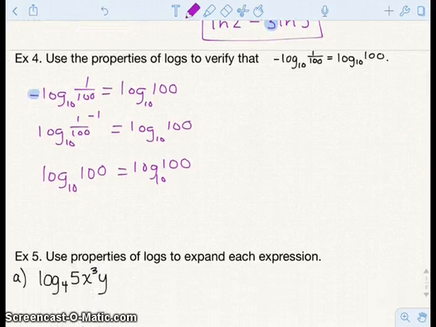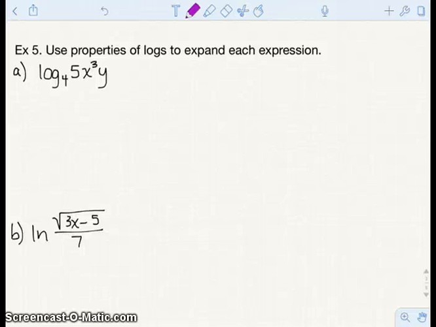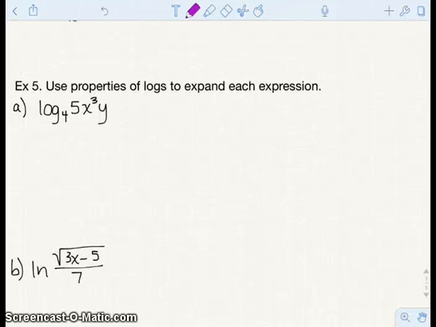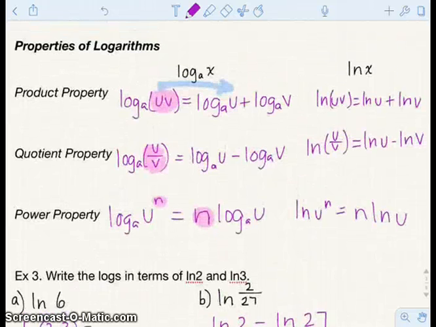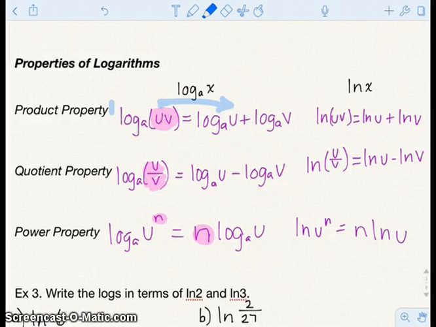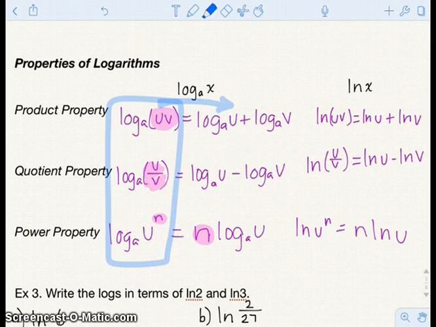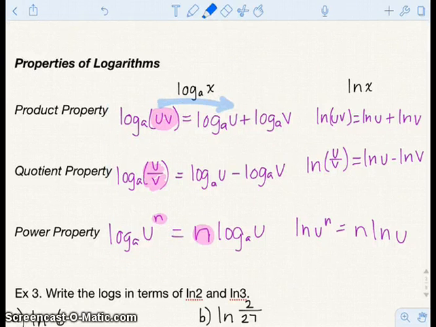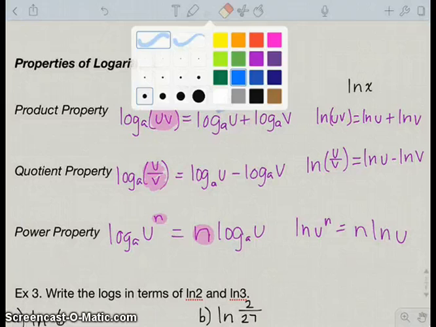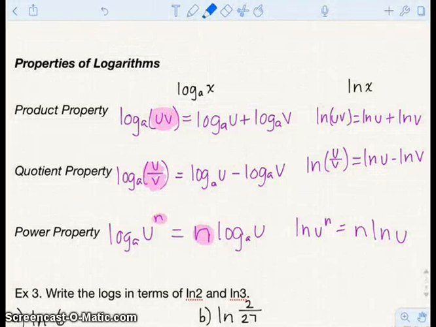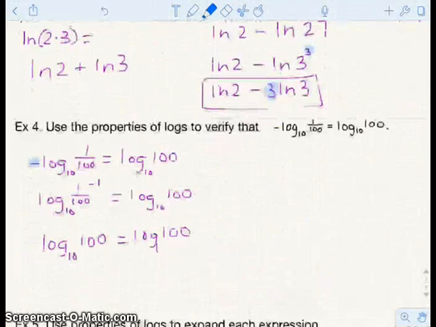I'm going to look at number 5. It says use properties to expand. That means it's already something in this column right here, something on the left side of the equal sign, and I want to get it into something on the right side. So if I'm going to expand, I'm going from fewer logs to more logs. If I was going to condense, I would go the other way. I would go this way. So let me go back to my example here.